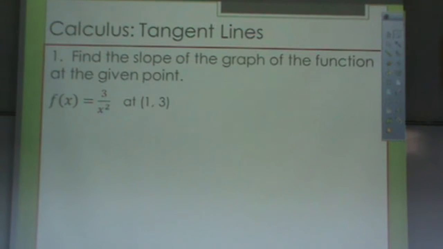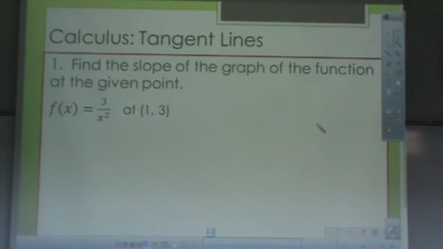Today we're going to talk about the concept of tangent lines in calculus. The first question says, find the slope of the graph of the function at the given point. You may sometimes see this also written as find the slope of the tangent line to the graph of the function at the given point.